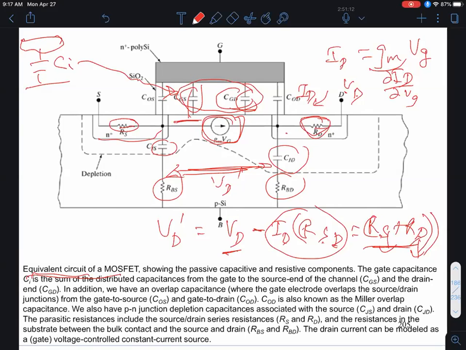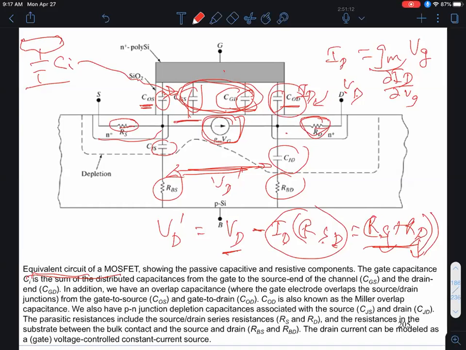Now let's focus on the capacitances, okay? Now this part of the capacitance, of course, is unavoidable. That's your MOS capacitance that we've been talking about. But then there's two capacitances at the end, which are so-called overlap capacitances between the gate and the source, COS, and between gate and drain, COD, okay?